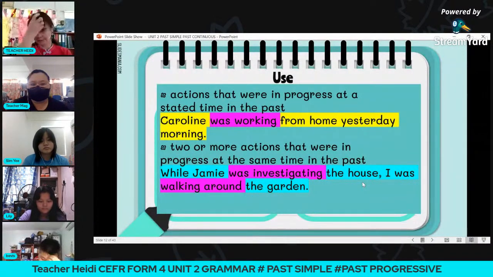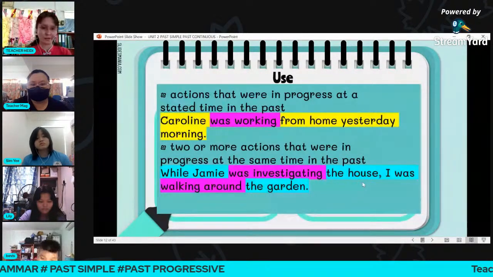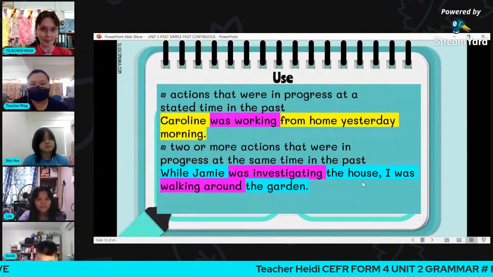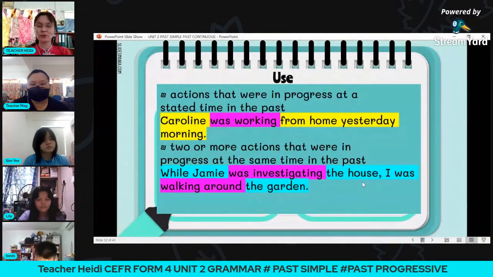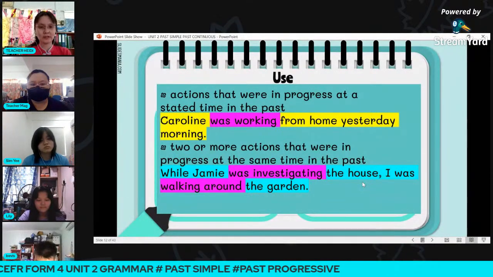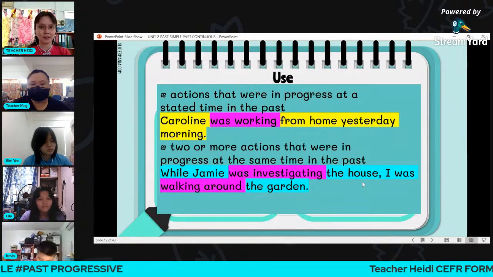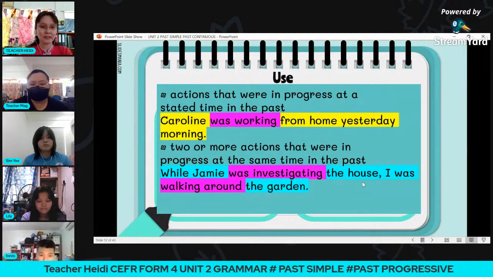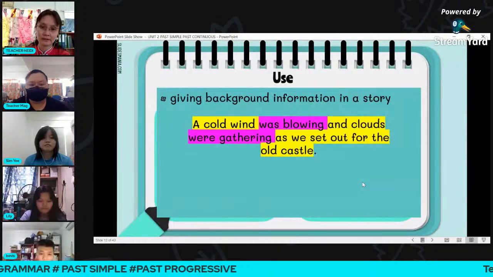Okay, all right. Then the next one is two actions. What makes the difference is the word while. Again, it is a relative clause, like the one I introduced just now, when he was young. Now, while Jamie, if you use while, definitely you need to use the in-progress -ing, because things are happening if you use the word while. So, while Jamie was investigating the house, I was walking around the garden. Both are doing something in progress. Okay, let's look at the next one.